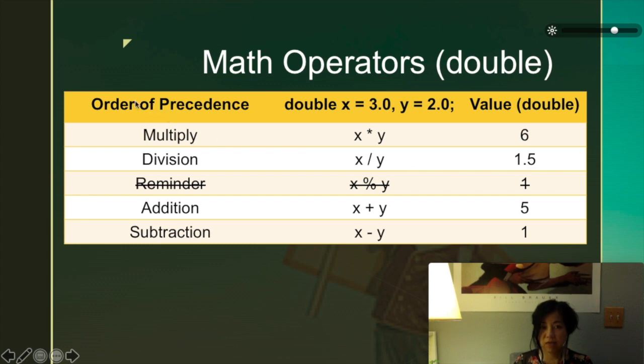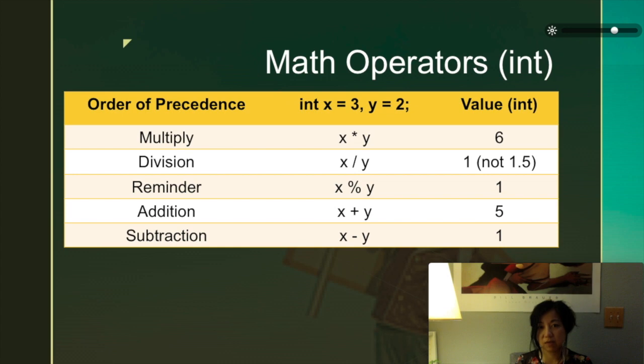Also, I want to get your attention to the order of precedence. What it means is that if you have a train of expressions, it will first calculate the multiply before it does the division, for example, and before it does the addition. The same is for int as well. You can see from the last table.